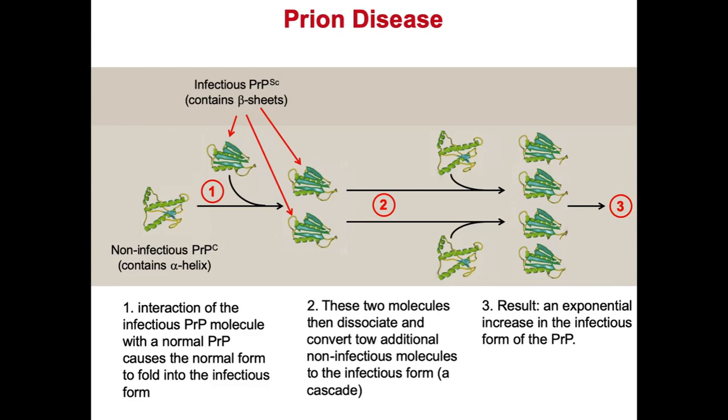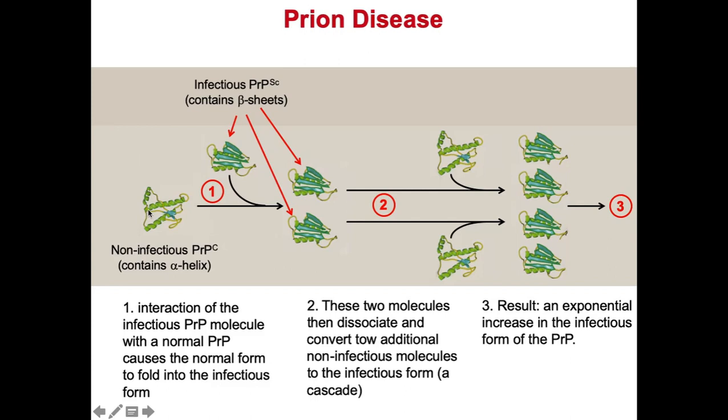Prion disease is another disease which is caused by misfolding proteins. So this is quite an unusual disease. Prions are protein molecules that basically cause disease. So you get interaction of an infectious prion molecule. So this is a protein that for some reason hasn't folded correctly.